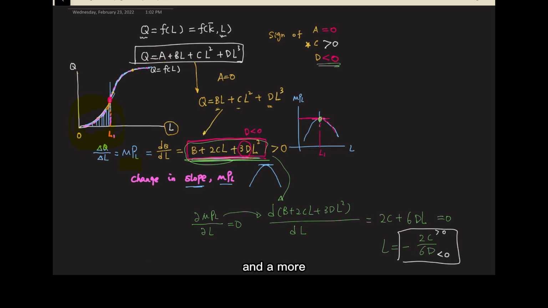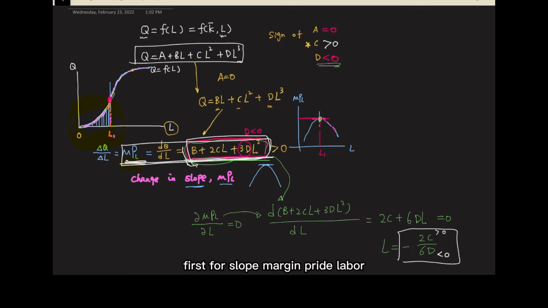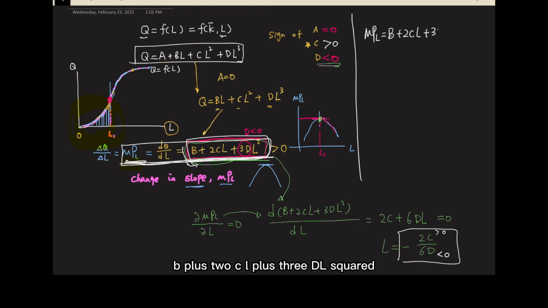And a more intuitive way to determine the sign of C is to look at the change in slopes. This is the slope, marginal product labor. This is the functional form for the slope. Let me write that down here. Marginal product labor equals B plus 2CL plus 3DL squared. So now this is the slope, and let's look at the change in slope. We know that it increases and then it decreases.